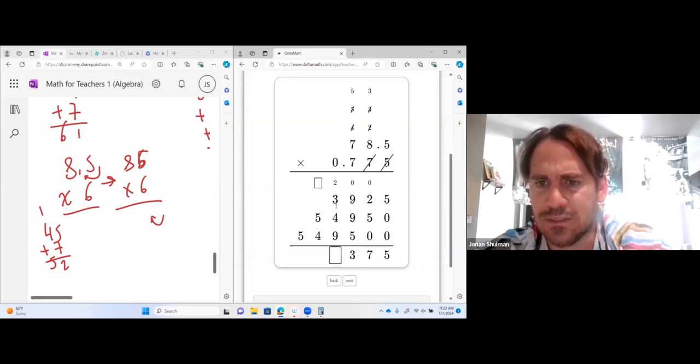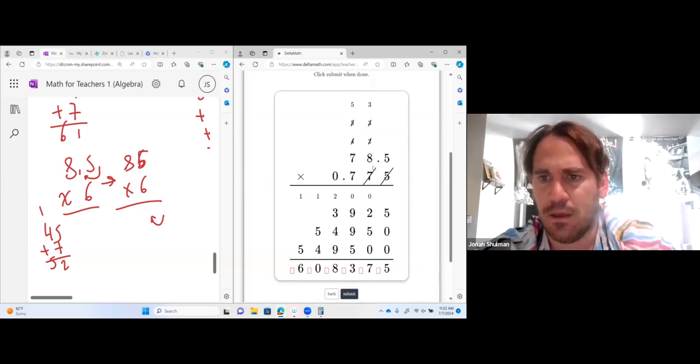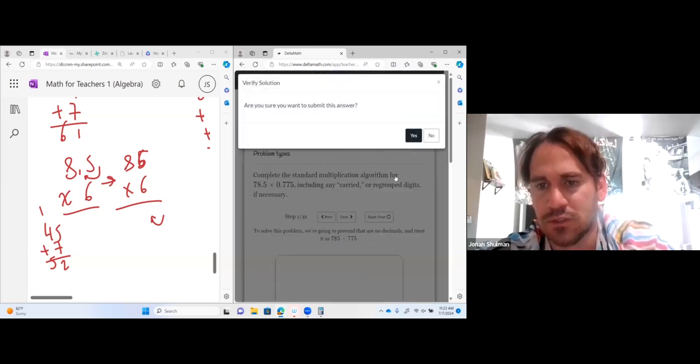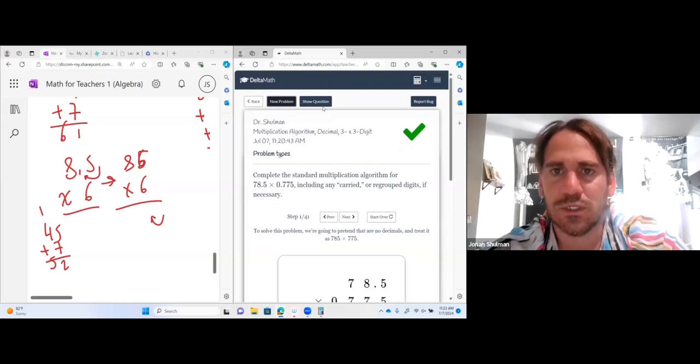7 and 9 is 16. 16 plus 2 is 18. That's 10. And finally, we have 6. 1, 2, 3, 4 decimals. 1, 2, 3, 4. So it's 60.8375 should be the final answer. And we got it. Sweet, sweet, sweet.